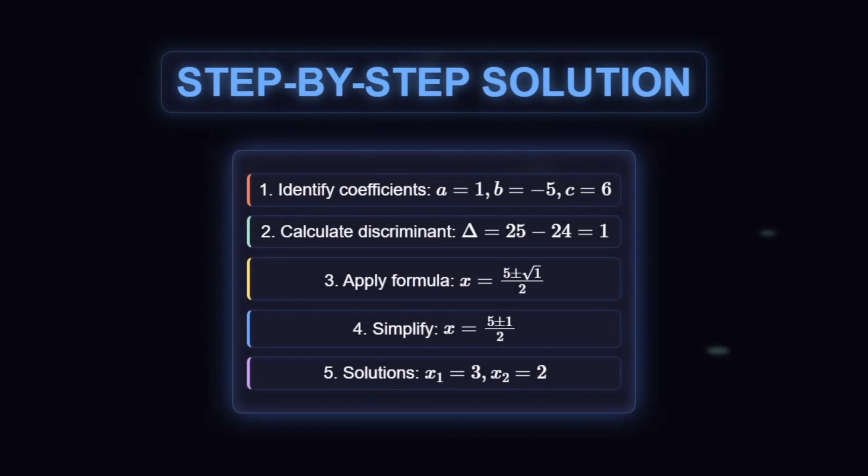Let's break down the step-by-step solution process. First, identify the coefficients. Then calculate the discriminant. Next, apply the formula. Simplify the expression. Finally, write the two solutions. This systematic approach ensures accuracy.